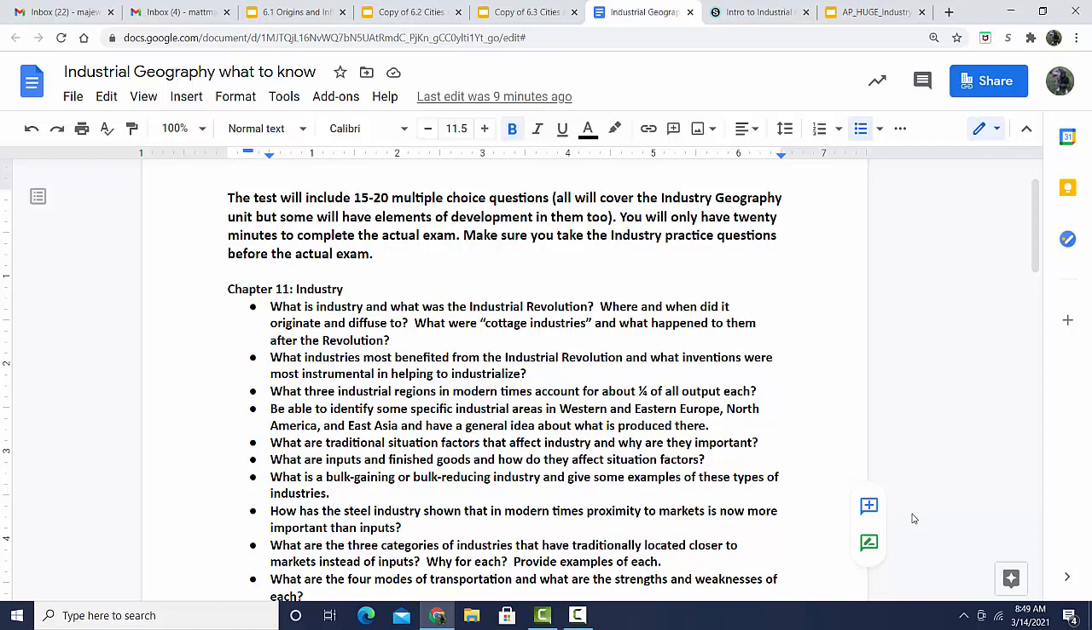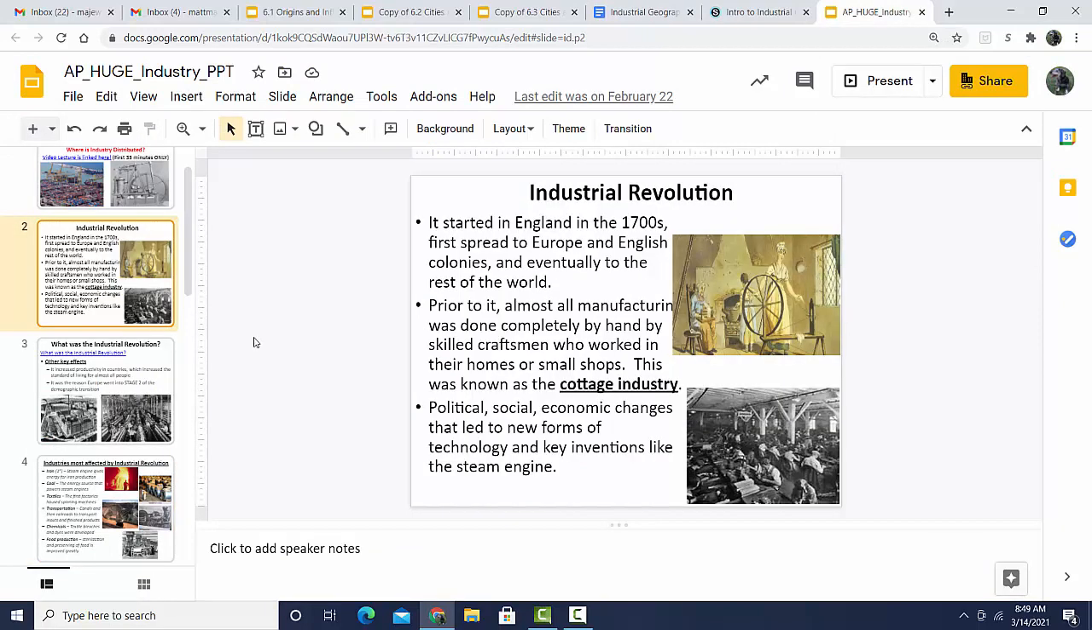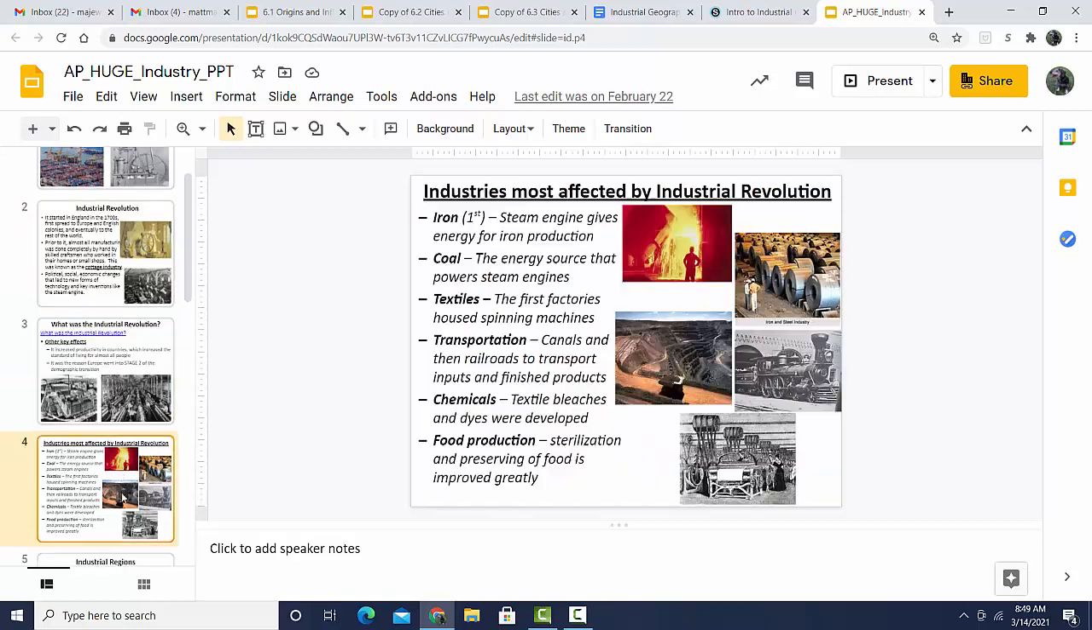All right, let's get into question number 2 here. What industries most benefited from the Industrial Revolution? And what inventions were most instrumental in helping them to industrialize? We're not going to spend a ton of time on this one, but I want to draw your attention back to a presentation that we had previously looked at, right? And by the way, if you wanted to revisit the cottage industry question and the start of the Industrial Revolution, it was actually the first slide in that presentation. All right, let's go to the industries that were most affected.